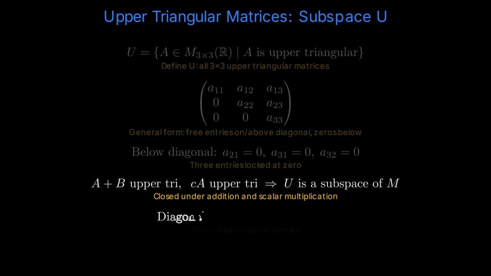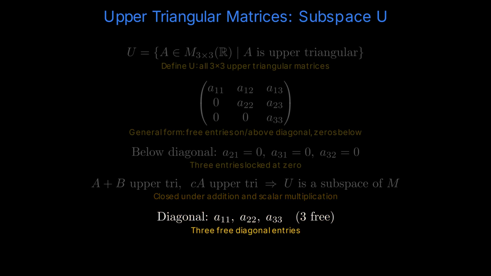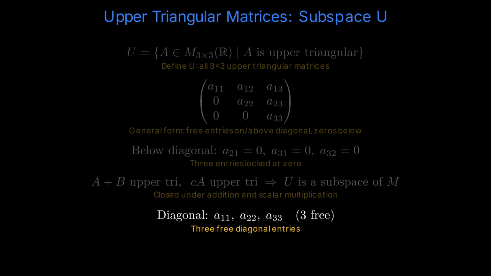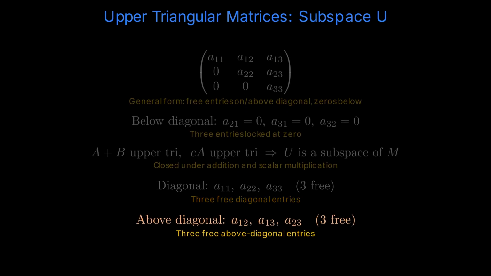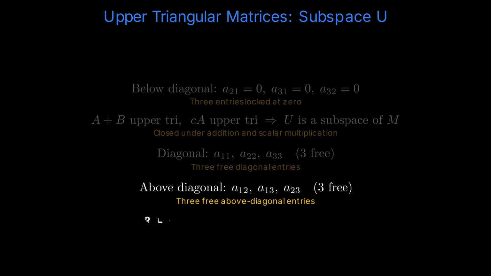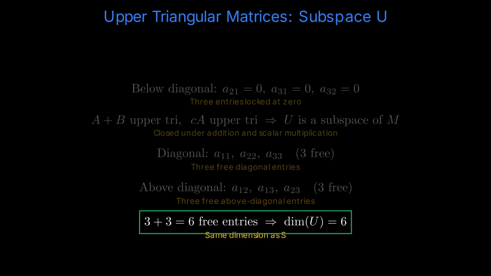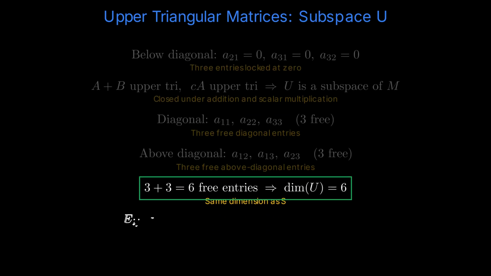Now let's count the free entries. On the diagonal, we have A11, A22, and A33. That's 3 free entries. Above the diagonal, we have A12, A13, and A23, another 3 free entries. The 3 entries below the diagonal are all locked at 0. So that gives us 6 free entries in total, which means the dimension of U equals 6, the same as S.